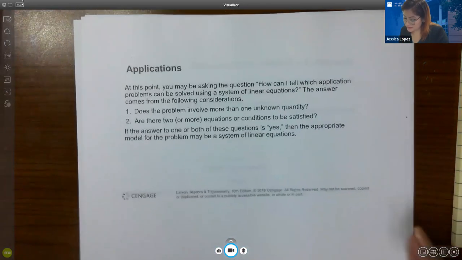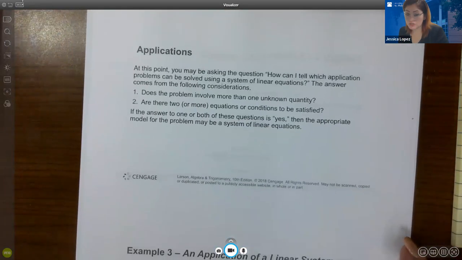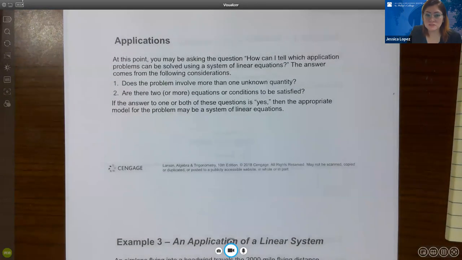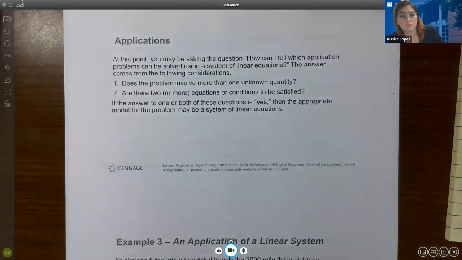So it says, at this point, you may be asking the question, how can I tell which application problems can be solved using a system of linear equations? And the answer comes from the following consideration. Does the problem involve more than one unknown quantity? And are there two or more equations or conditions that need to be satisfied? Okay.